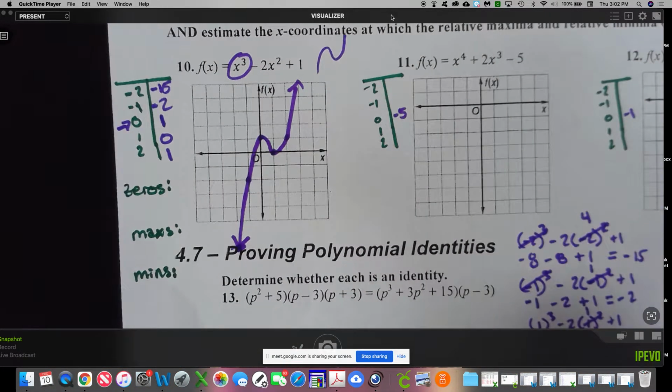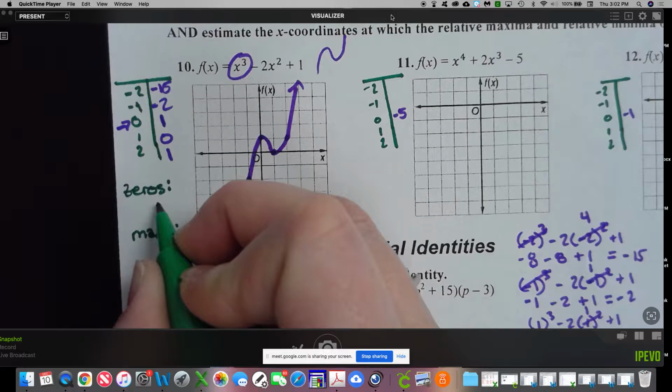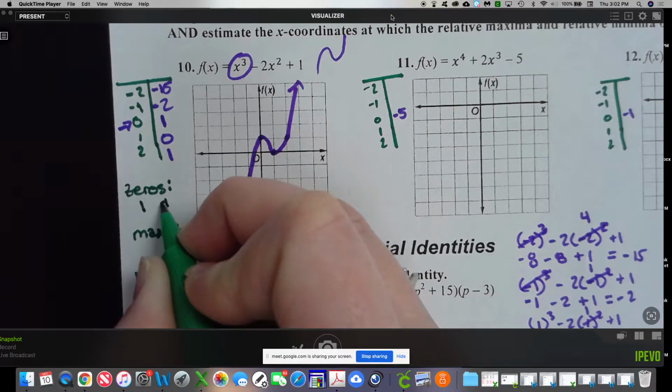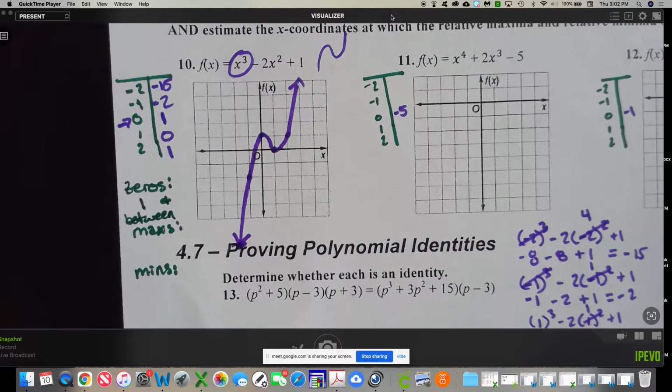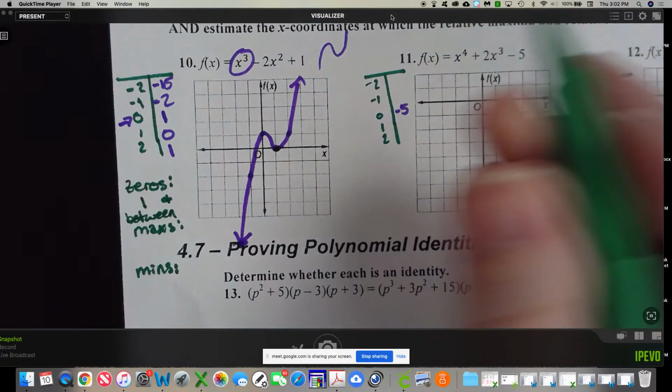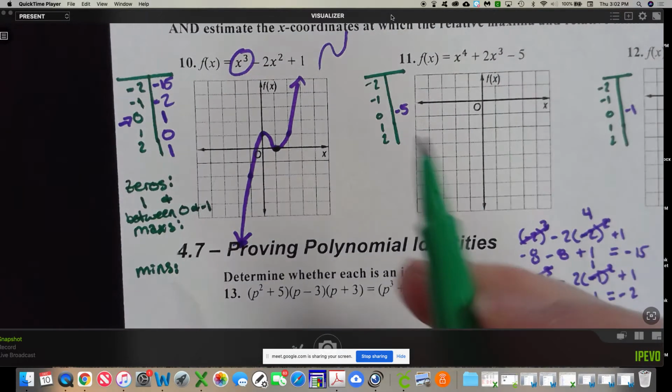One of them is exactly at a good spot. So, he crosses at 1, 0. And we say between what 2 other places? He crosses between 0 and -1. So he has a 0 at 1, and then the other one is between 0 and -1. Do you guys see that?